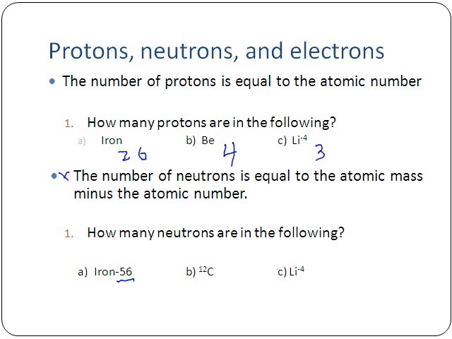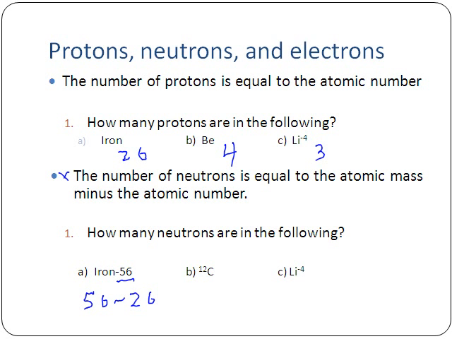So looking at our first one, iron-56, the first thing is the atomic mass. It has an atomic mass of 56. And then we're going to subtract from that the atomic number, which you look up, and it was 26.